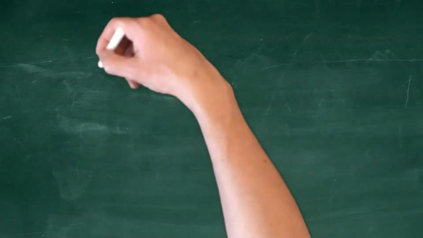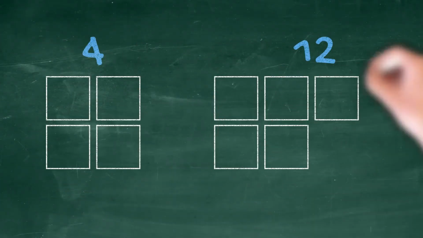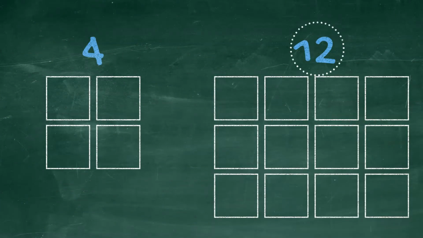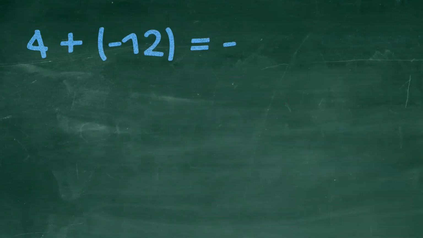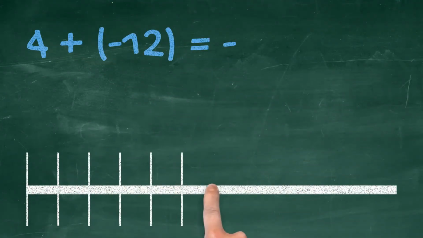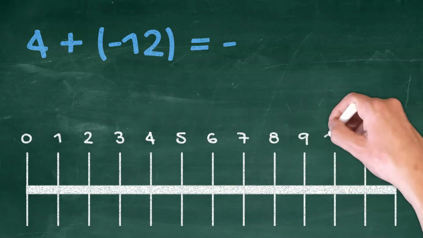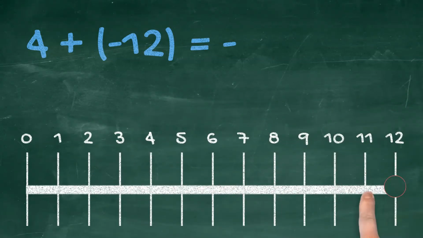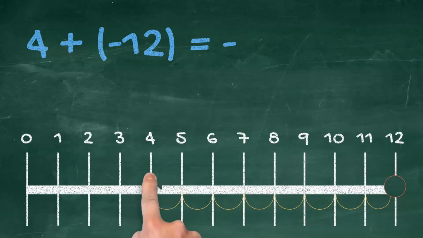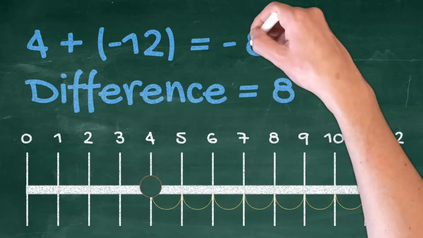So which is larger, 4 or 12? 12 is greater than 4, so in this case, the negative number has the higher absolute value. The result of 4 plus -12 will be negative. Next, we'll need to find the difference between 4 and 12. The difference is 8, so our final answer will be -8.